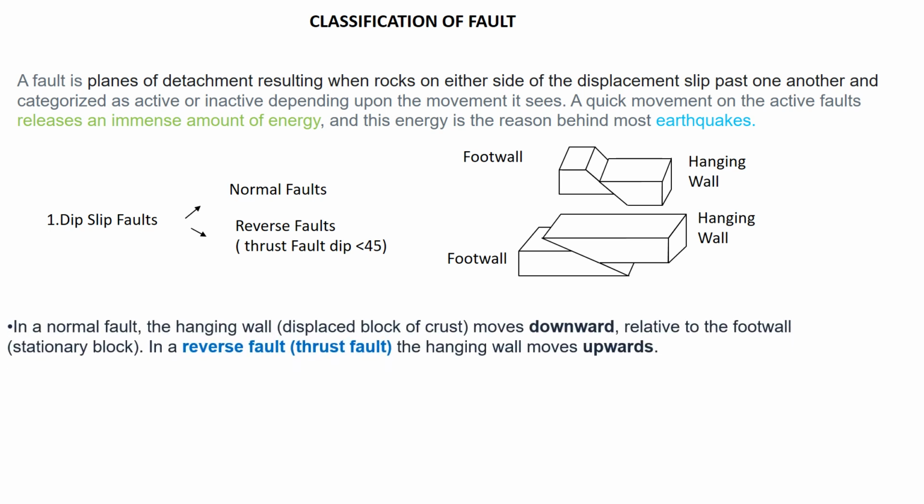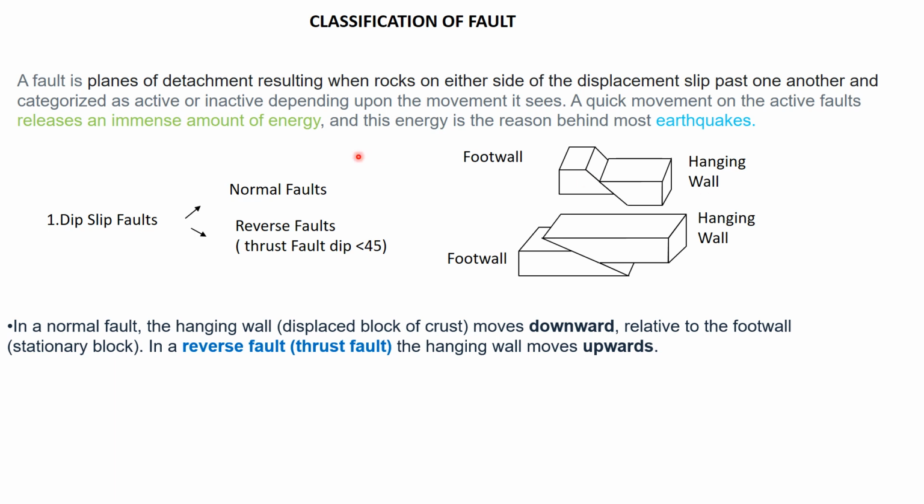Now, classification of the fault plane. What is a fault? It is a plane of detachment resulting when the rocks on either side of the displacement slip past each other. It can be categorized as active or inactive. Even when there is a quick movement of active faults, it releases an immense amount of energy, which is the reason behind earthquakes.